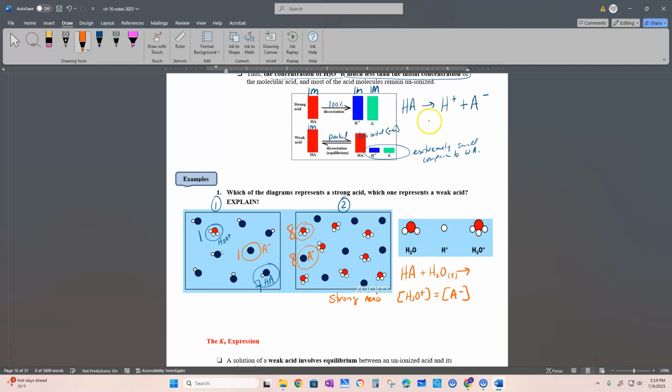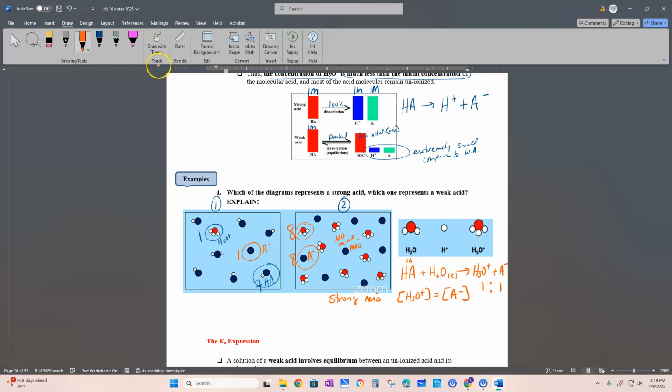Liquid, single arrow because it's a strong acid. I'm going to get my hydronium, and I'm going to get my hydroxide. Okay? Sorry, not hydroxide. I'm going to get my conjugate. I was doing a little double replacement there. My conjugate. But because it's a 1-to-1 ratio, you have the same amount. Okay? And notice also in here, there's no more acid.